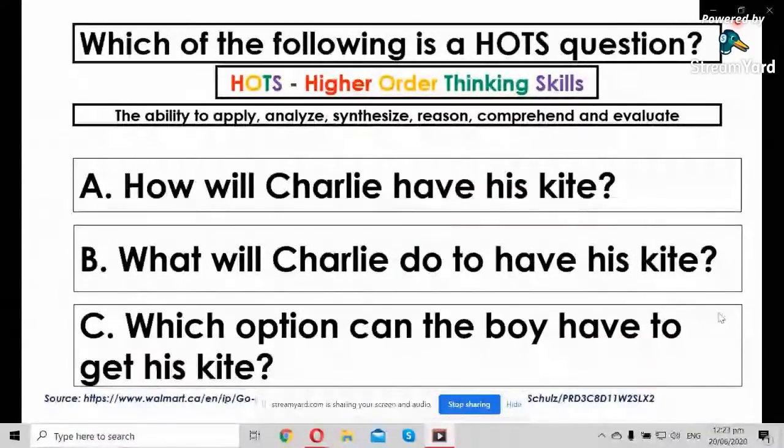Are you done answering? Okay, great. Now, let's try to evaluate the answers. Which option can the boy have to get his kite? Do you think this is a HOTS question? Probably. Letter B. What will Charlie do to have his kite? Is that a HOTS question? Maybe not. Letter A. How will Charlie have his kite? Close to the answer. Let's try to know more about these questions. Let's go.